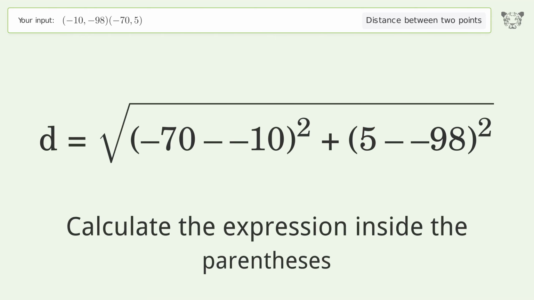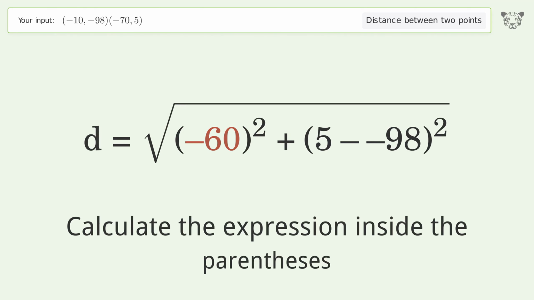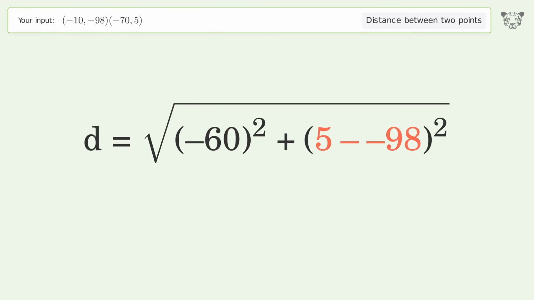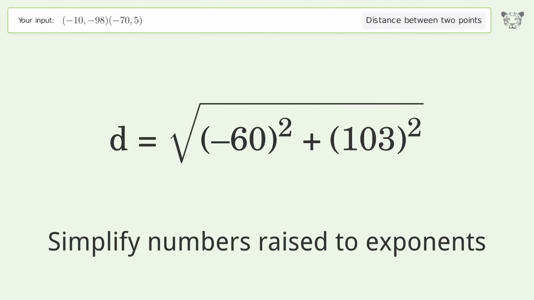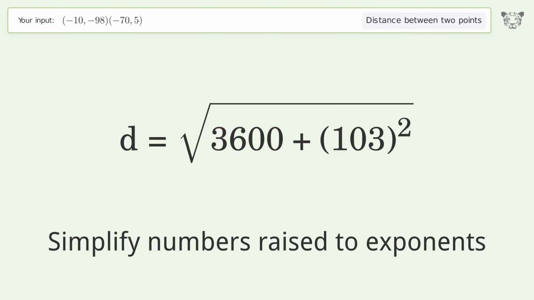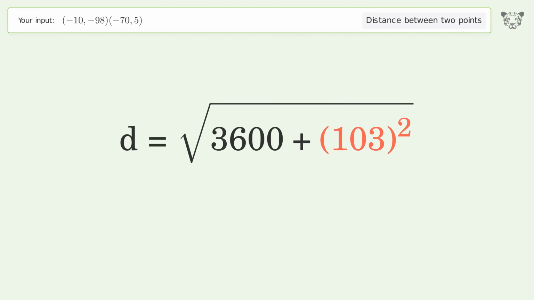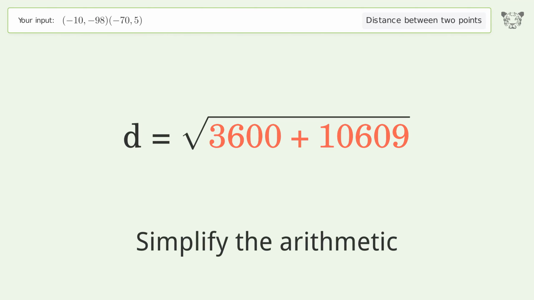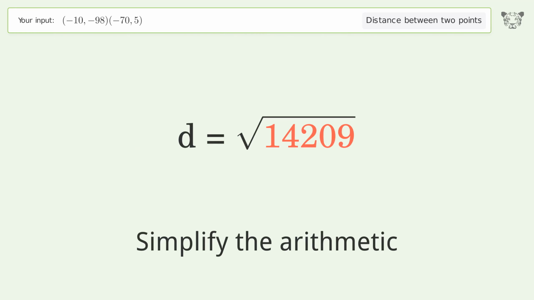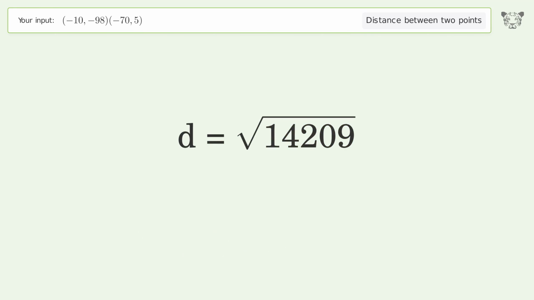Calculate the expression inside the parentheses. Simplify numbers raised to exponents. Simplify the arithmetic. And so the distance between the 2 points is the square root of 14,209 or 119.202.